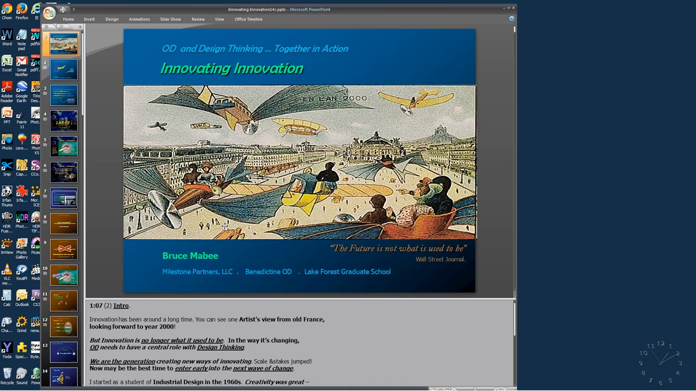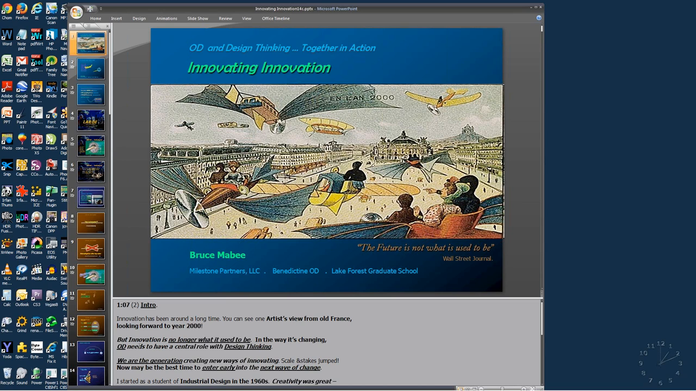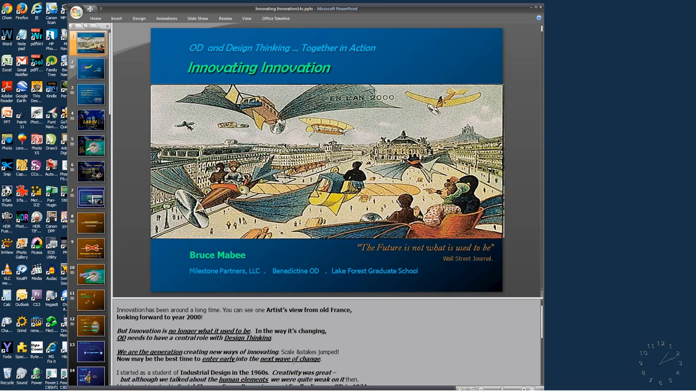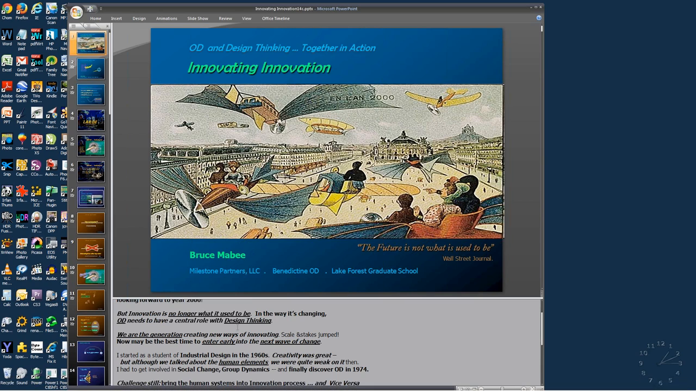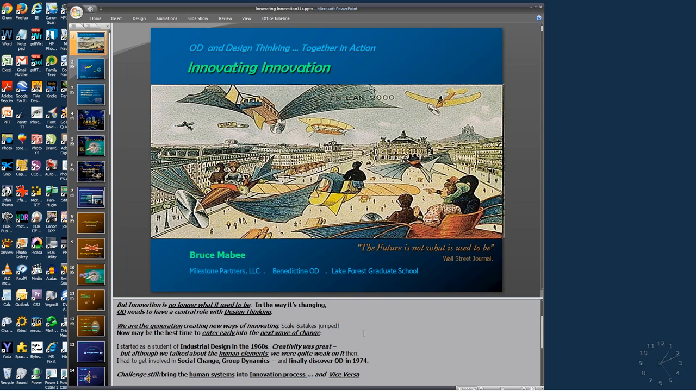A real important reason why I believe this session is important, for me at least, is that I believe organization development and change management has a whole lot to do with where design thinking, where innovation is going. I believe that we are the generation that will be creating, and already are creating, new ways of innovating. So that's the excitement for me here. If you believe that this is a time when the economy is going to get better, it's also a time when businesses start to invest in innovation, which to me is an extra incentive to get involved in it.